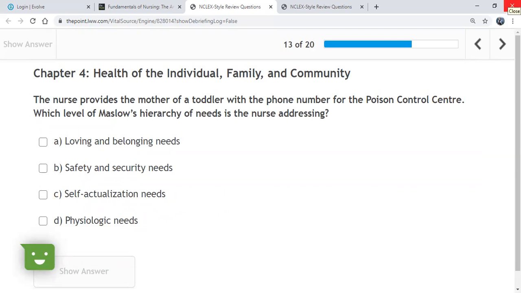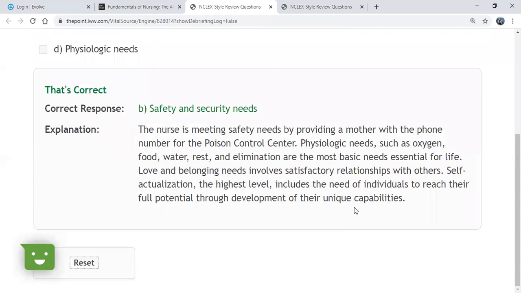The nurse provides the mother of a toddler with the phone number for Poison Control Center. Which level of Maslow's hierarchy of needs is the nurse addressing? B. B as in boy? Are you saying B as in boy or D as in dog? B as in boy. Good. All right, safety and security.